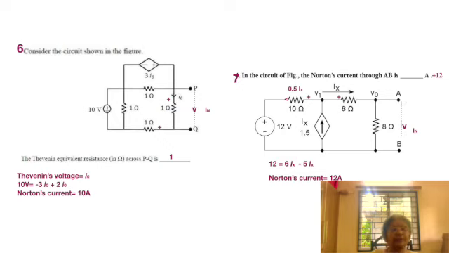It's equal to 10. So 10 by 10 is equal to 1 ohm. So Thevenin's equivalent resistance is equal to 1 ohm. That's as simple as that. Of course, a little different from the previous problems. Moving on to the seventh problem.